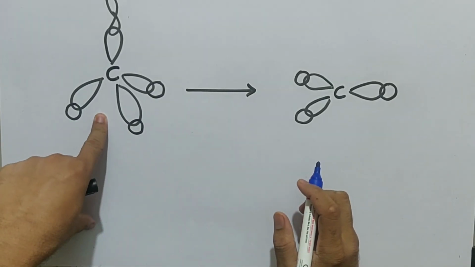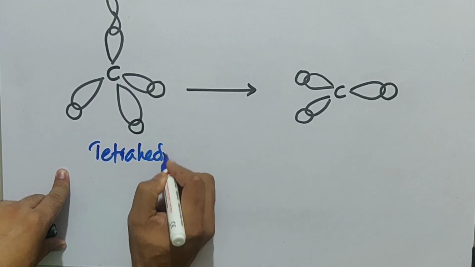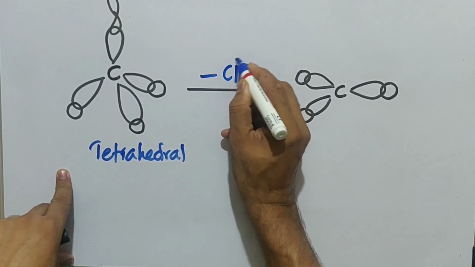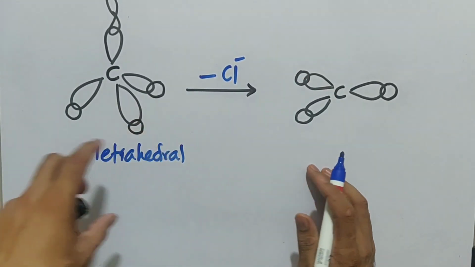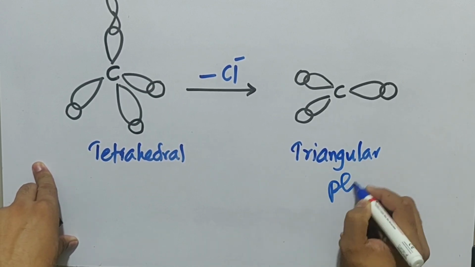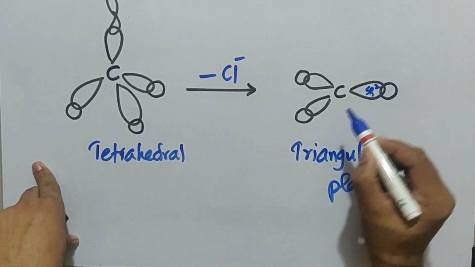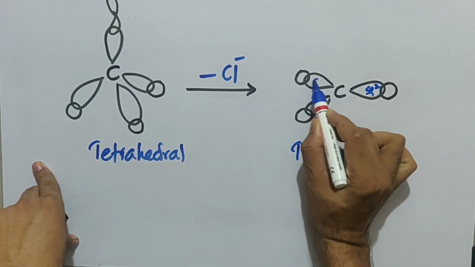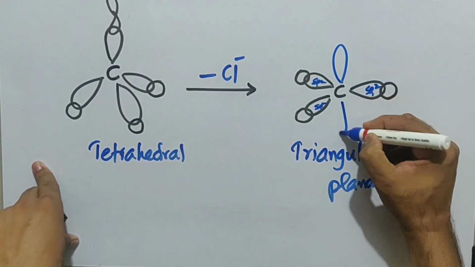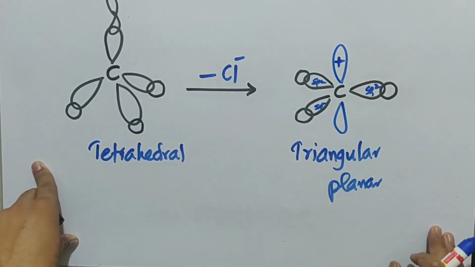This is the geometry of methyl chloride, that is nothing but tetrahedral. By the removal of one Cl-, the geometry changes into triangular planar. This carbon is sp2, this is also sp2, and one vacant orbital will be there. That vacancy can be represented by this plus charge.